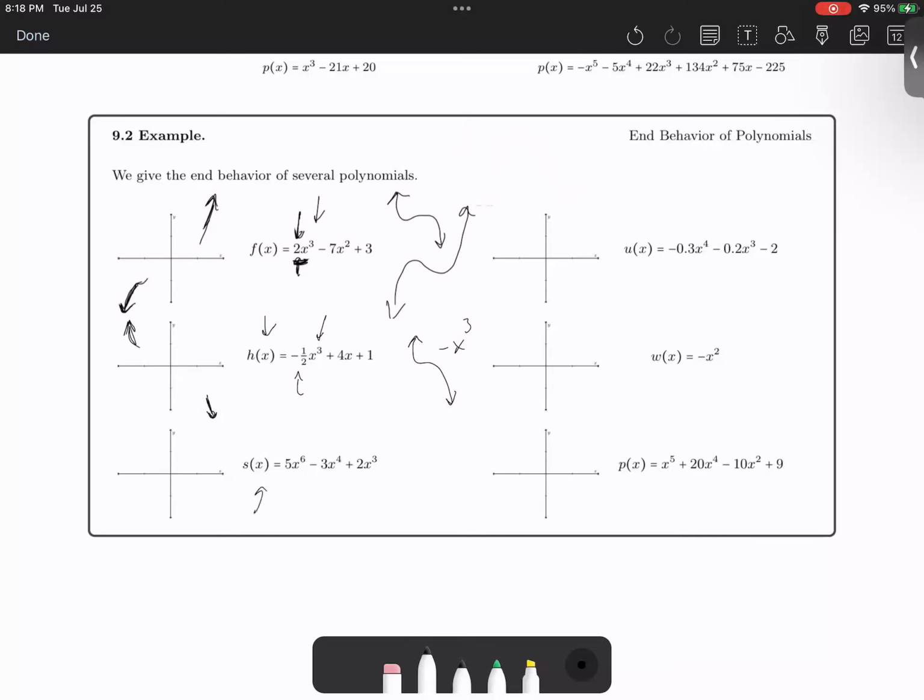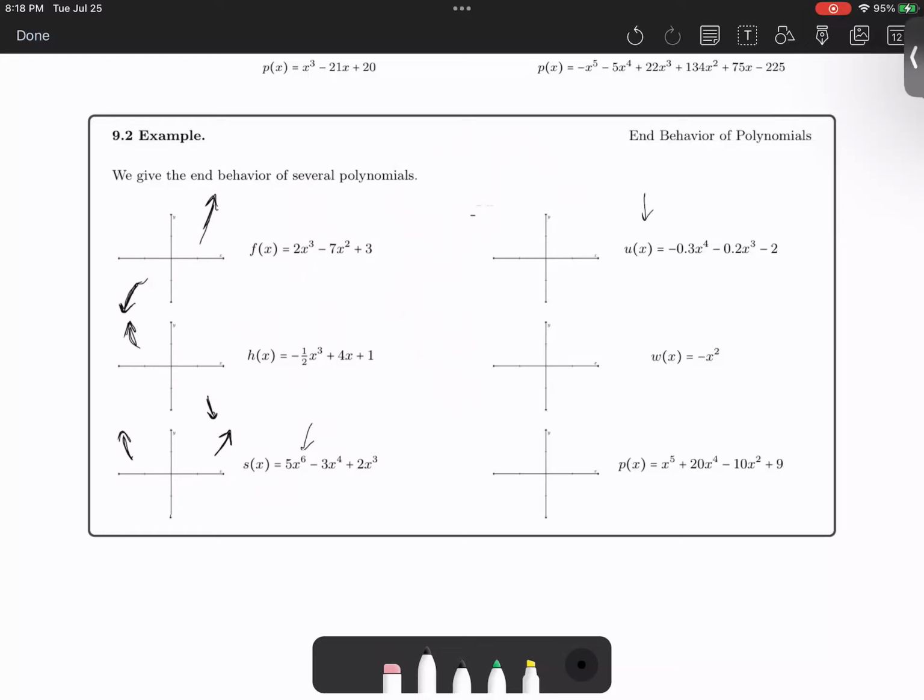The end behavior for s of x: this is a degree 6 polynomial with a positive leading coefficient. So it is going to have end behavior that approaches positive infinity as you move away from the origin. Right, because that even power is kind of like x squared or x to the 4th. It's now x to the 6th, and it's concave up.